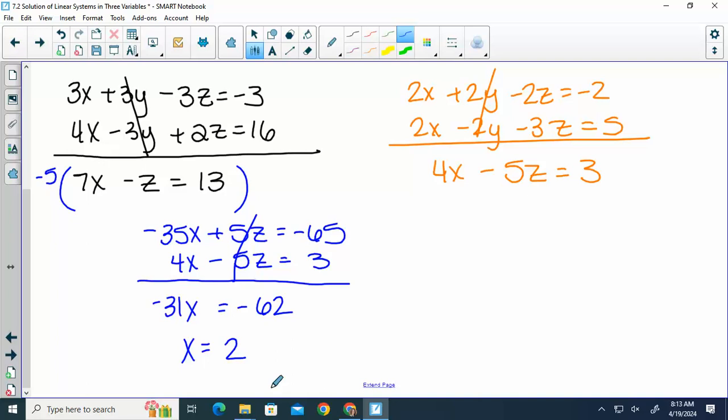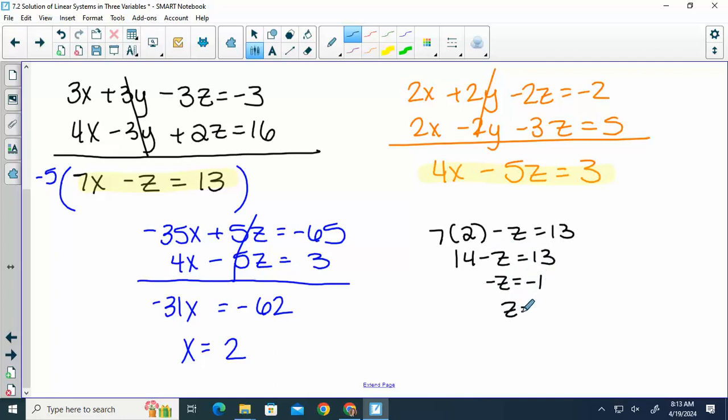So we have to now work backwards, start plugging it in. We could plug it in to one of these equations. It doesn't matter which one. So if I went with the first one, 7 times 2 minus z equals 13. So negative z equals -1, so z is positive 1.